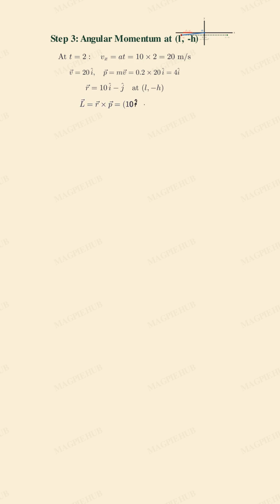L equals R cross P equals (10 I hat minus J hat) cross 4 I hat. Expanding, 40 times I hat cross I hat minus 4 times J hat cross I hat. Again, I hat cross I hat is 0, and J hat cross I hat is minus K hat. So L equals -4 times minus K hat, which is 4 K hat. Option C is correct.